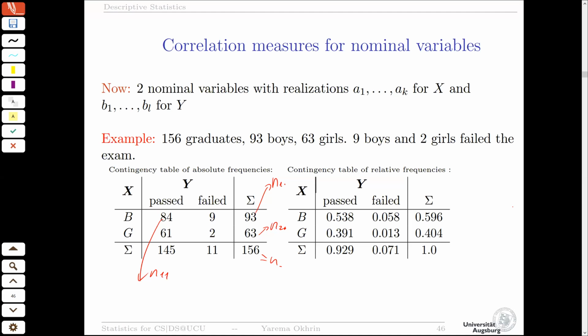The table can also look differently, say boys, girls, passed, failed. 93, we take 46 here, 47 there. And we have 31 here and 32 there. So we don't have any relationship between passed, failed, and the gender.